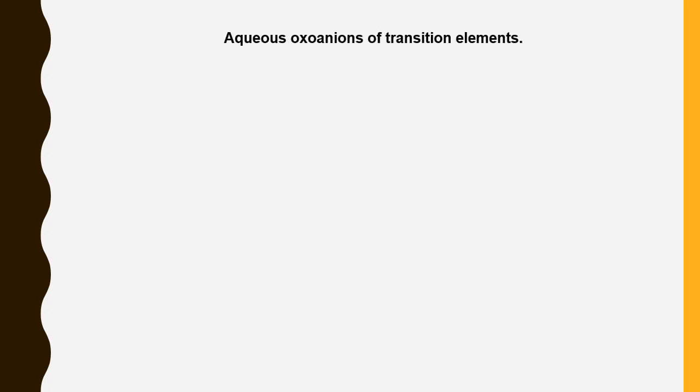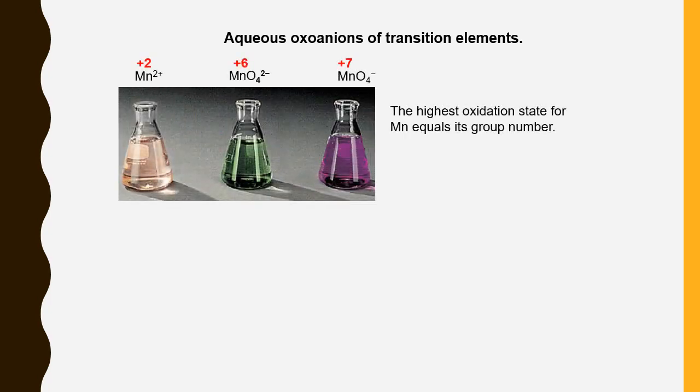Look at the first one. The highest oxidation state for manganese equals its group number. So in this picture, the manganese plus 2 oxidation state, what's the color? And plus 6, what's the color? Plus 7, what's the color? So some difference we can find.